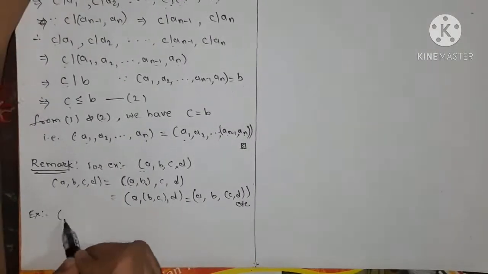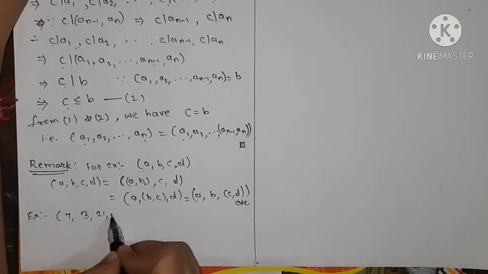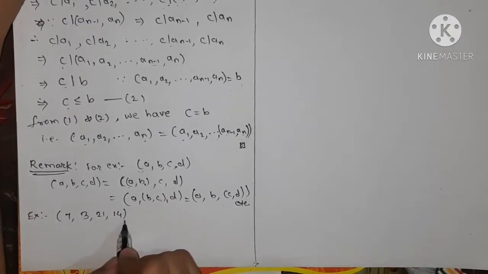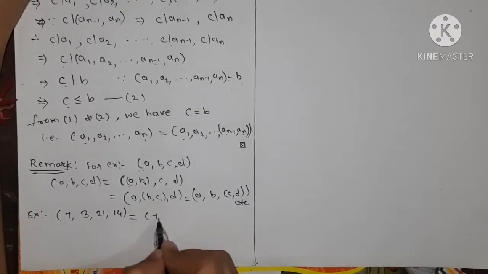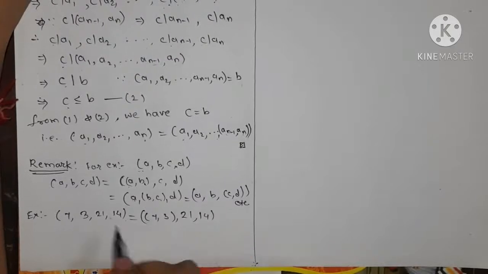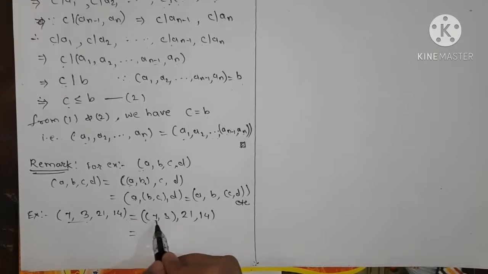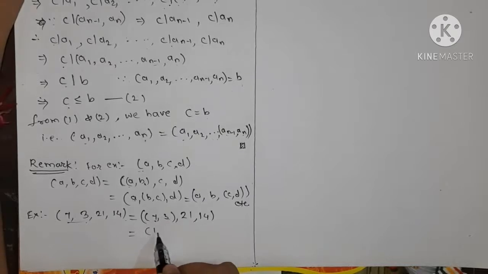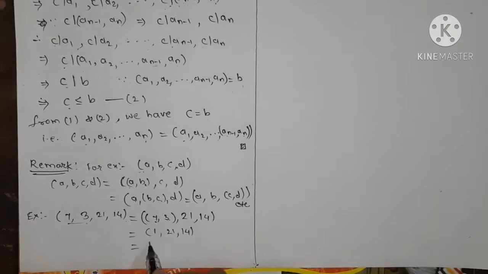Example: we have to find the GCD of 7, 3, 21, 14. So for this we take firstly the GCD of 7, 3, and then the GCD with 21, 14. So what is the GCD of 7, 3? Since there is no common divisor of 7 and 3 other than 1, the GCD of this is equal to 1.